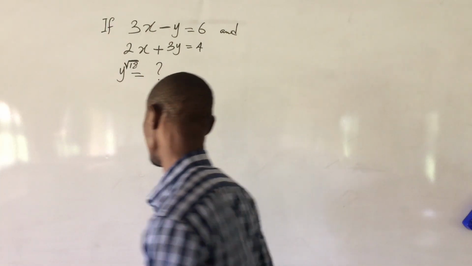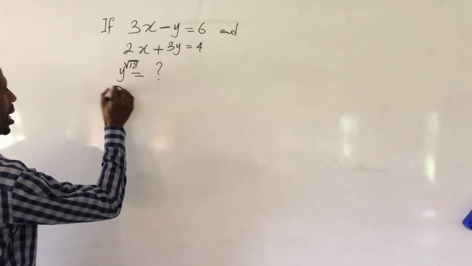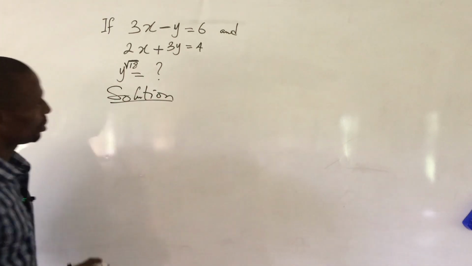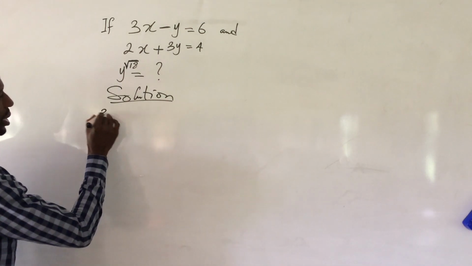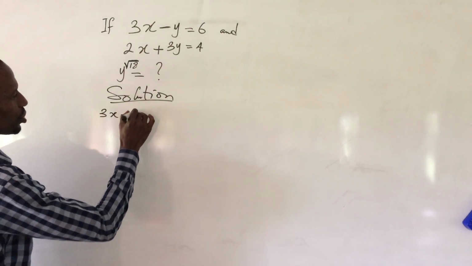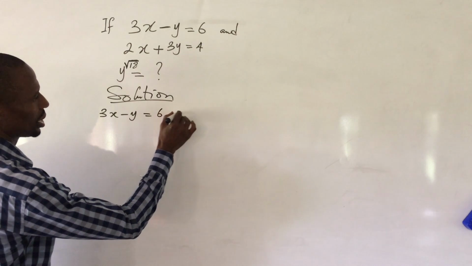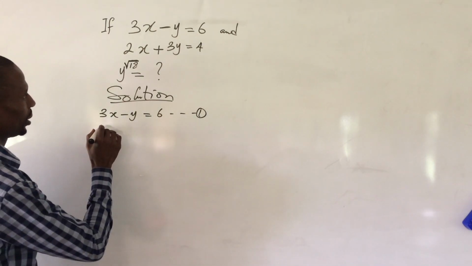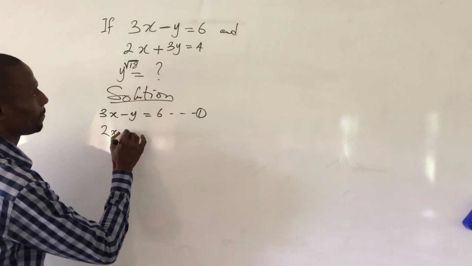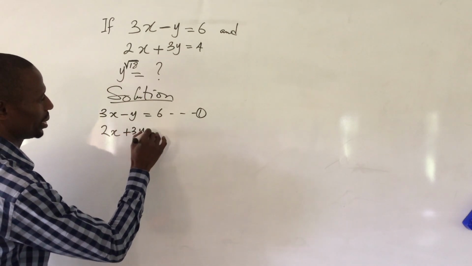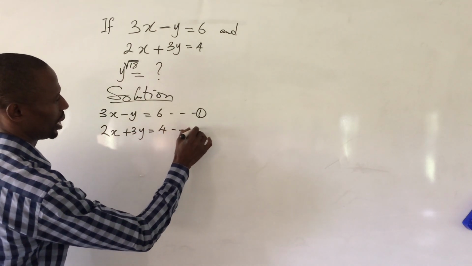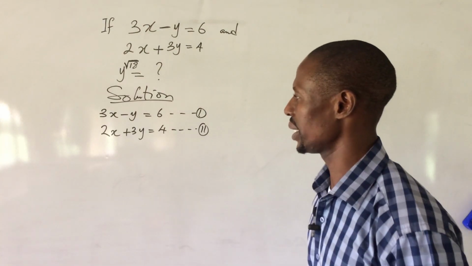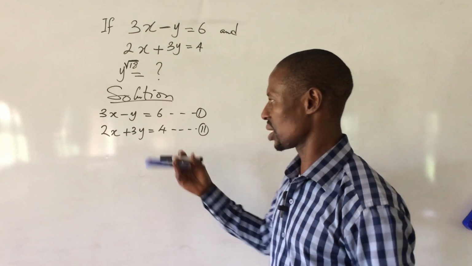So let's proceed. Let's take our solution. We take the first one, which is 3x minus y equal to 6. Let's take this as our equation 1. Then we have 2x plus 3y equal to 4 as our equation 2. Now, we want to use the elimination method in solving this.